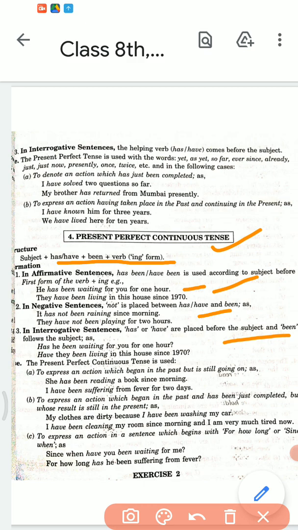And the present perfect continuous tense is used to express an action which began in the past but is still going on. For example, she has been reading a book since morning. I have been suffering from fever for 2 days. Now, to express an action which began in the past and has just been completed, but whose result is still in the present.